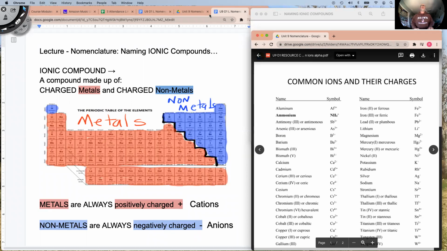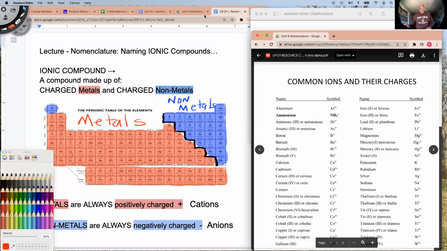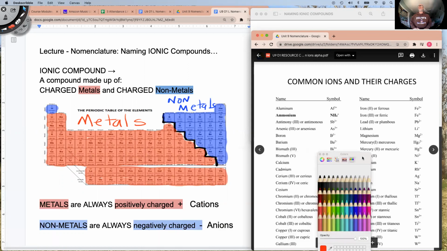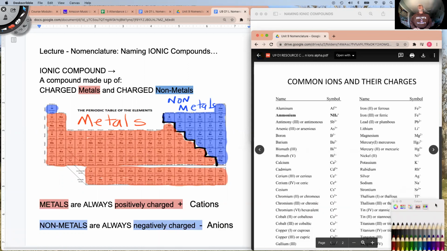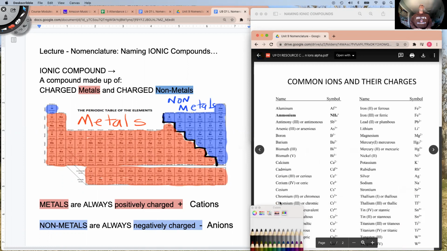Today we are going to be learning about how to name ionic compounds. Now, before we can name ionic compounds, ladies and gentlemen, we need to understand what an ionic compound is. An ionic compound is a compound that is made up of metals and non-metals, ladies and gentlemen.